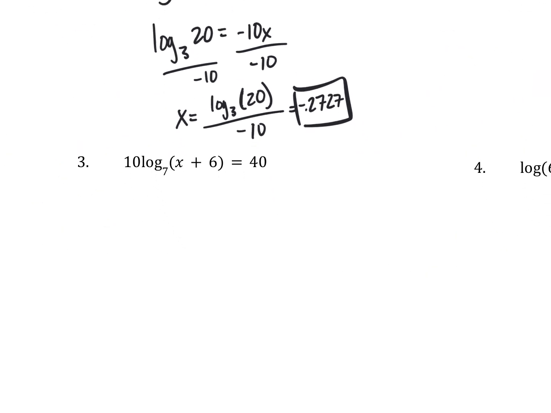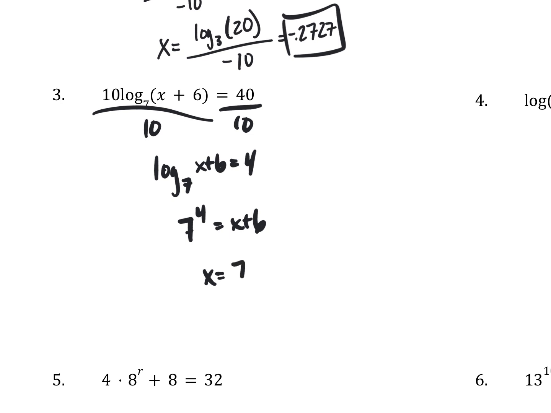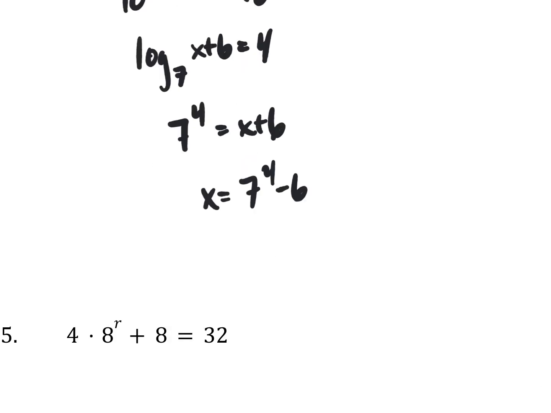All right, number 3. Divide both sides by 10 first. I get log base 7 of x plus 6 equals 4. So 7 to the 4th is equal to x plus 6. So x equals 7 to the 4th minus 6, which is 2395.